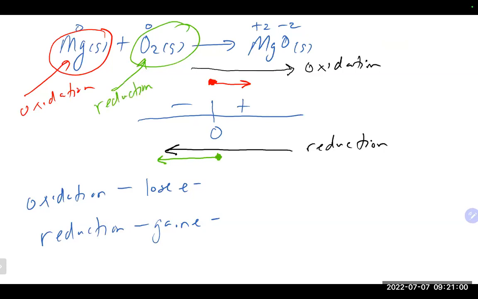So it's a very convenient way: just follow the oxidation state and you can see which way you're going. If you're becoming more positive, you're going through oxidation. If you're becoming more negative, you're going through reduction. Any questions on that there?